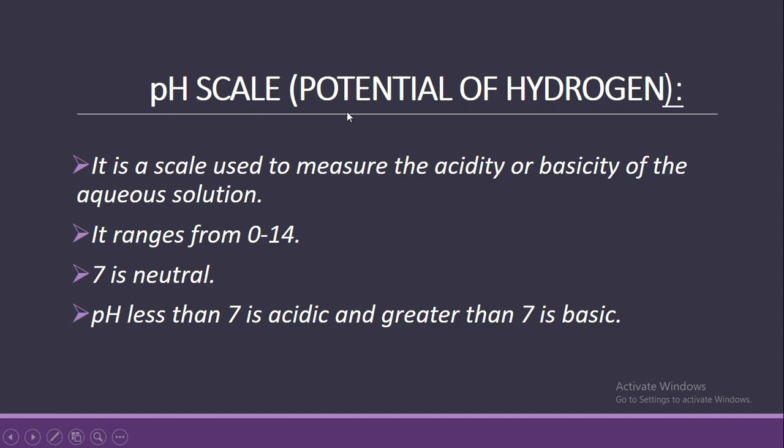so the pH scale means the potential of hydrogen. You have come across the pH scale in your school times, but this is the detailed explanation. It is a scale used to measure the acidity or basicity of an aqueous solution. Any aqueous solution which is found to be acidic or basic is determined using this pH scale. It ranges from 0 to 14. 7 is neutral, pH less than 7 is acidic and greater than 7 is basic.